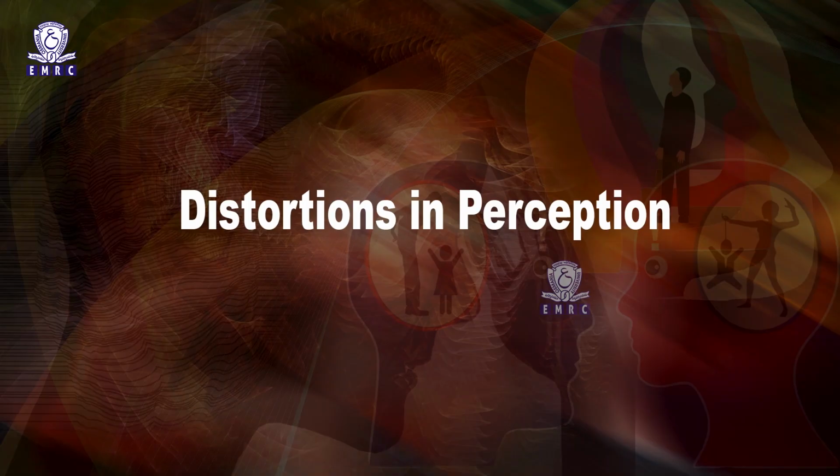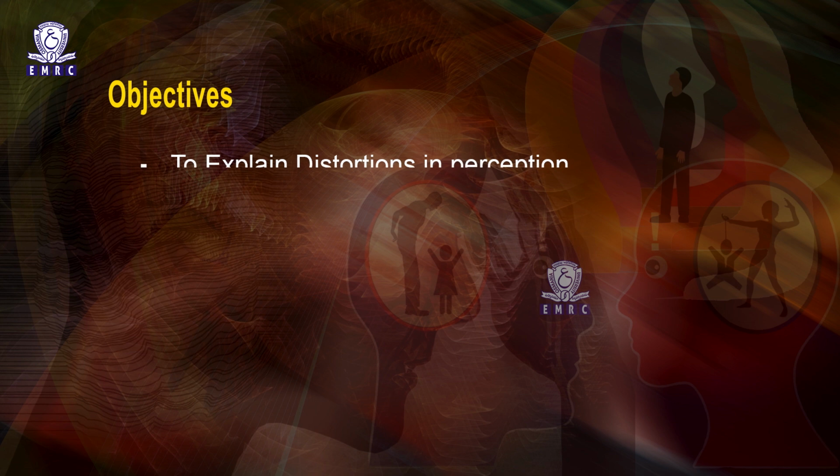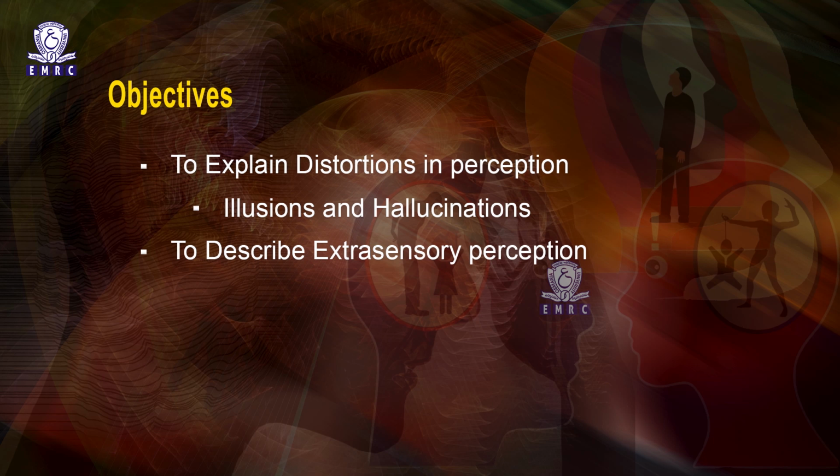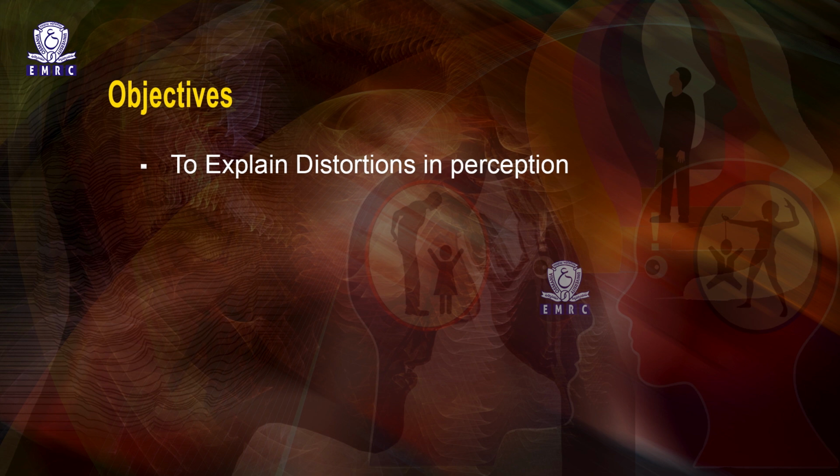Hello students, today we are going to talk about a topic in general psychology, distortions in perception. The main objectives of this particular lesson are to explain the various distortions in perception. Then we are also going to discuss illusions and hallucinations. Then to describe extrasensory perception.